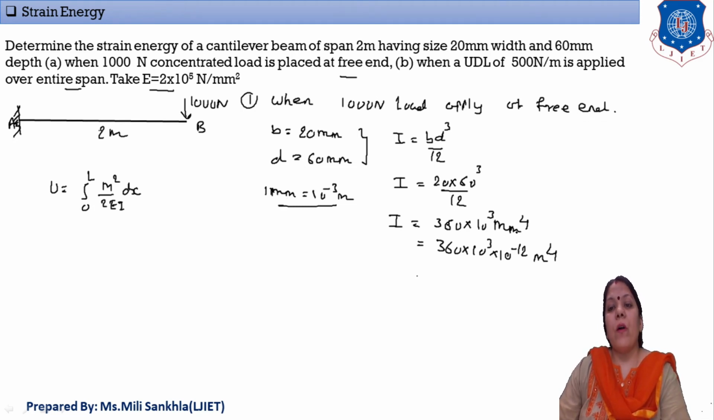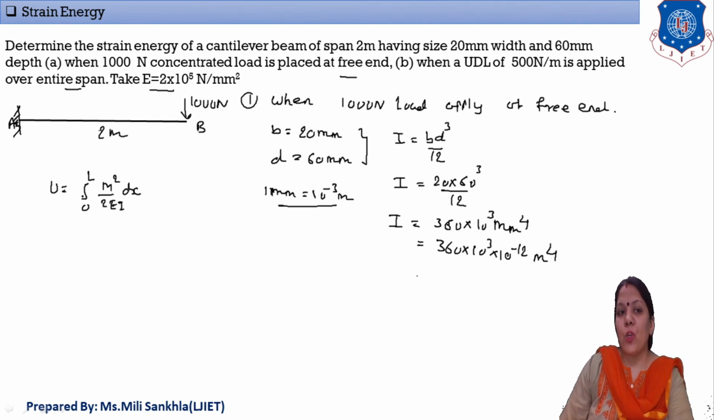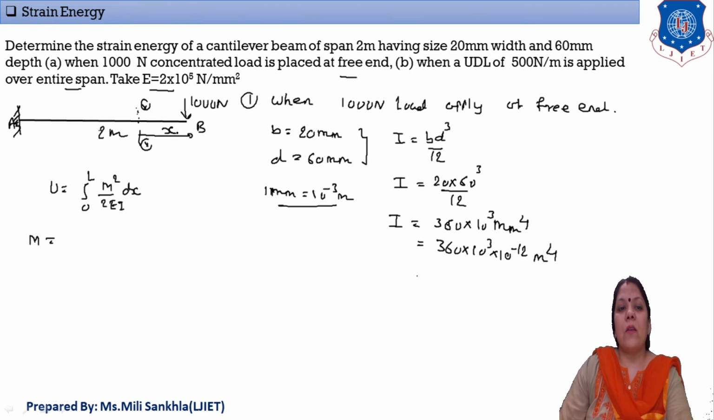So 1 mm raised to 4 is equal to how much meter raised to 4? Simply, 10 raised to minus 12. Now, second, we make an equation of moment. Write down what is the equation of moment. Suppose here I take a section from the right-hand side. This is my x section, and this distance I consider as x, and this 1000 Newton load rotates in the clockwise direction from the right-hand side, so the moment equation is equal to minus 1000 x.